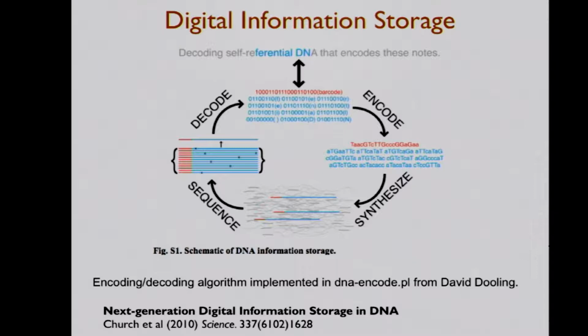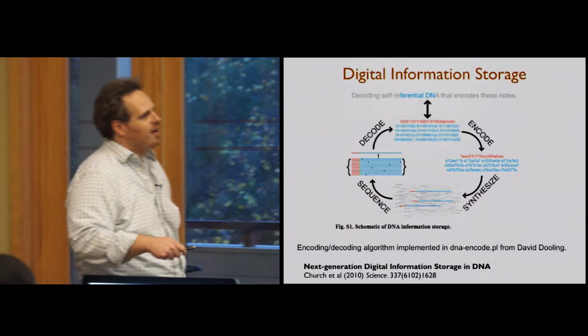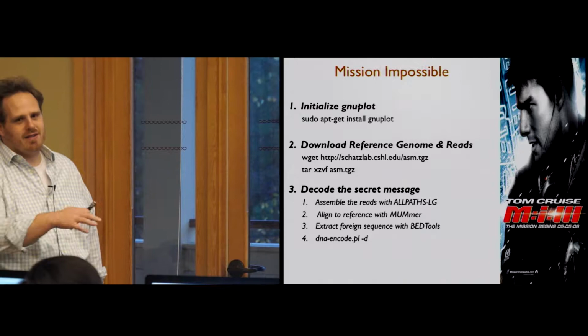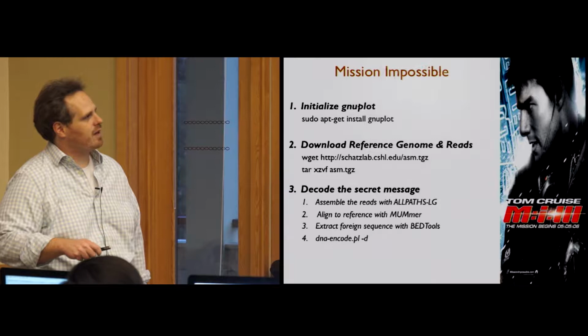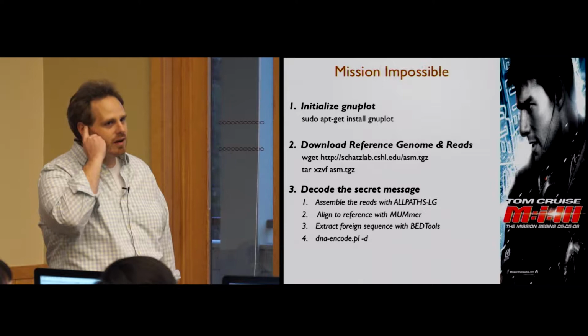In this paper, they describe this encoding algorithm. David Dooling, who used to work at WashU, encoded it for one of these puzzles we like to do. There's a Perl script that does this encoding based exactly on the rules that George put together. So the process is, first we update your cloud instance. We download some data that I've hosted on my website. We then assemble the reads with AllPaths-LG, align it to the reference genome, and look for and extract the foreign sequence with bedtools. We run our decoder, and hopefully, if everything goes well, we get a little laugh where we get the secret message.